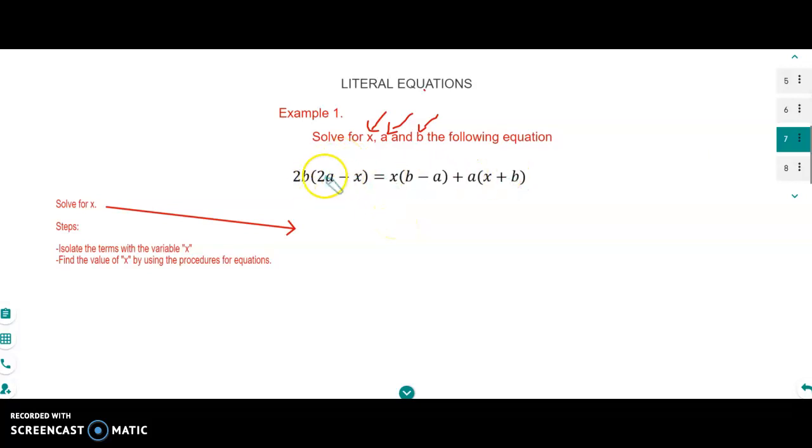So let's start organizing this complex equation that we have here. We have brackets, we have multiplication. So the first step, we are going to use the distributive property. So we are going to solve 2b times 2a and 2b times minus x. Here we are going to solve x times b, x times minus a, and here a times x and a times b.